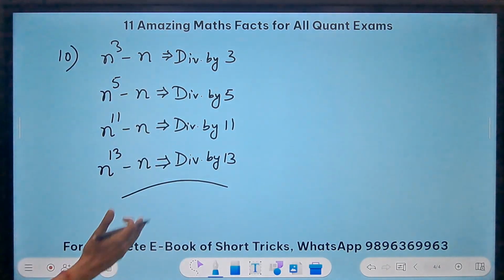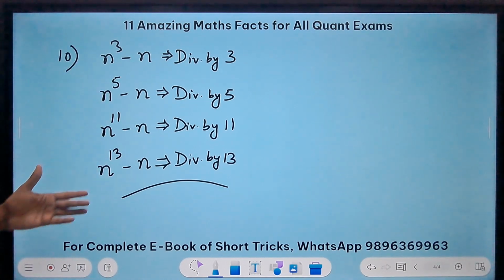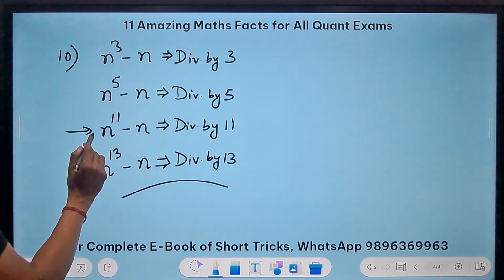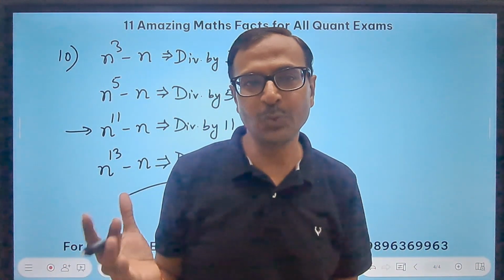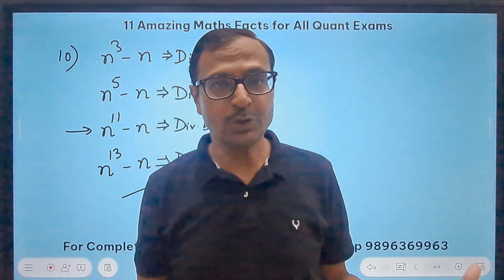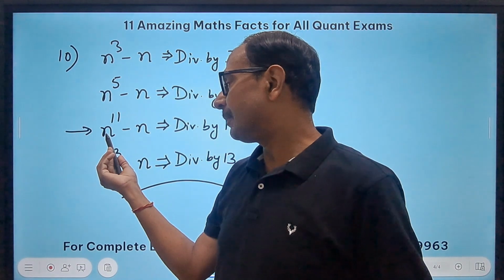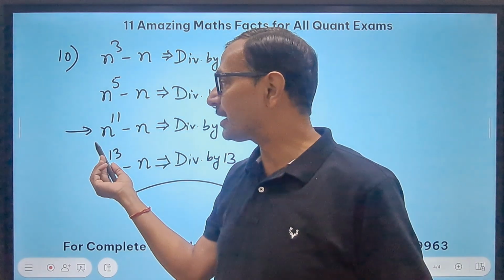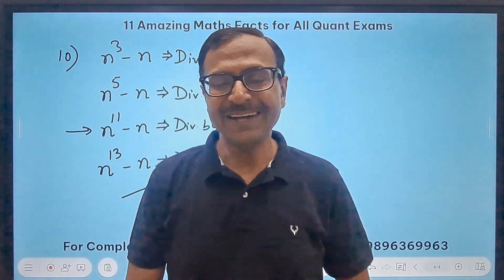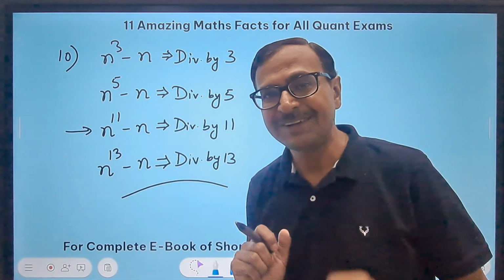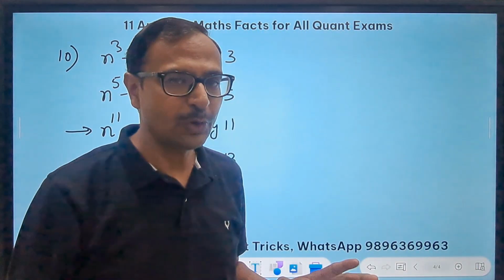Now, this is a very, very important concept in quant, and you get so many multiple choice questions. They will give you an expression like this and ask you by which number it is divisible. You can't calculate 2 raised to power 11 even. That is also difficult in a quant exam. It will take so much time. And what if you get a number like 17 raised to power 11 minus 17? Very difficult to find, and it will be divisible by 11. So the powers 3, 5, 11, 13 are special powers if you want to remember these rules.